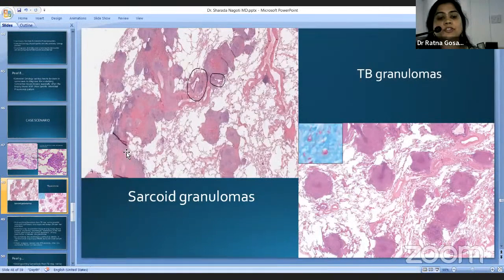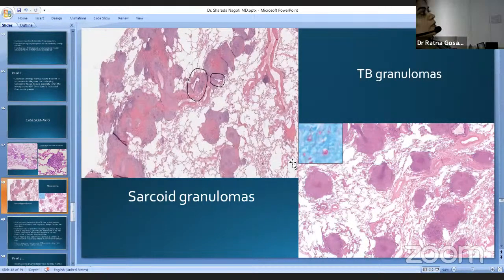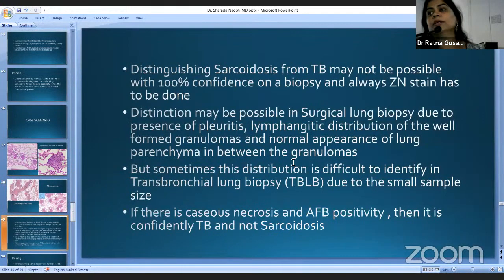So this is another picture showing the sarcoid granulomas. And see this picture. Here also, these are granulomas, but these granulomas are not showing the typical lymphangitic distribution. They are randomly placed. And when you do the AFB, it is positive. So these are the tuberculosis granulomas. So distinguishing sarcoid from TB may not always be possible with 100% confidence on a biopsy unless we do a Ziehl-Neelsen stain which comes out to be positive.